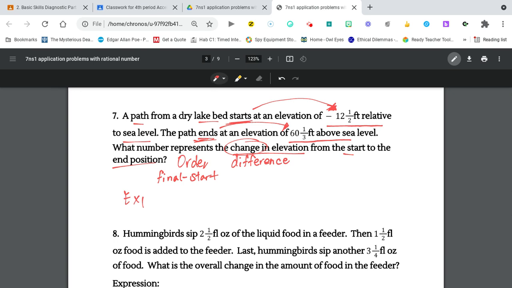And I know I don't have a spot on your paper that says expression, but I want you to write it. So I want you to write the expression. Well, what did it stop at? It ended at 60 and 1/3 feet minus, where did it begin? So I'm subtracting a negative. I'm going to put that inside of parentheses. All right, subtract those two numbers, and it's going to give me the change in elevation from one position to another.